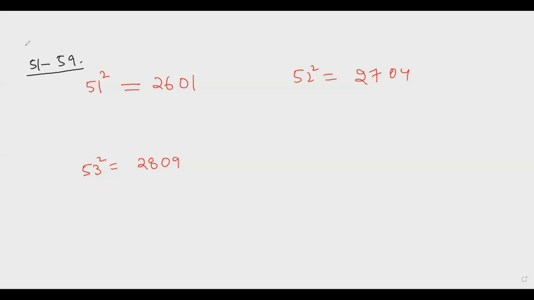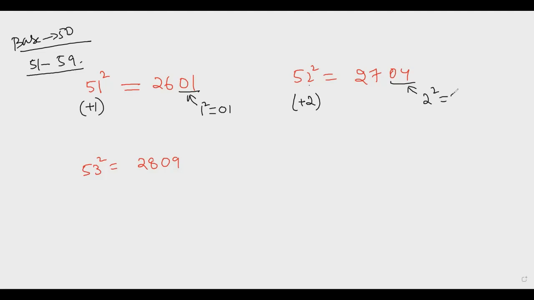So here the base is 50, right? You have to compare with 50. So this is 1 greater than 50, and 1 square, so it will be 01. Here we are taking base 50, so 2 greater than, so this will be 2 square. Now how about this one?